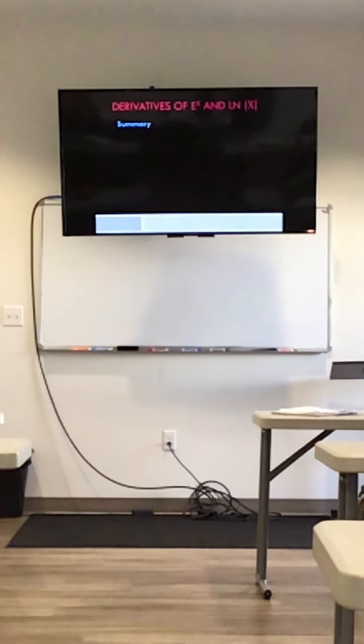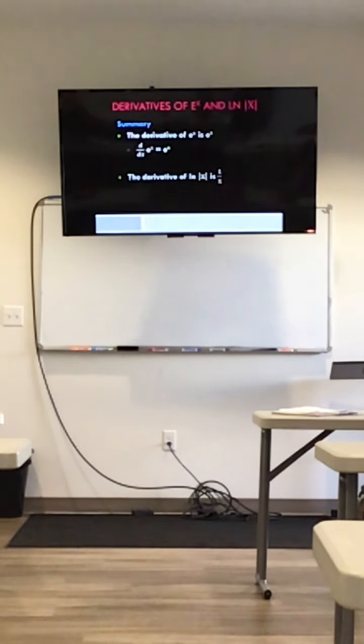So a summary of what we talked about. The derivative of e to the x is e to the x. That's the one that we saw yesterday. Again, that's one of the functions that we have in calculus where the derivative is the same as the original question. And then our summary for today.